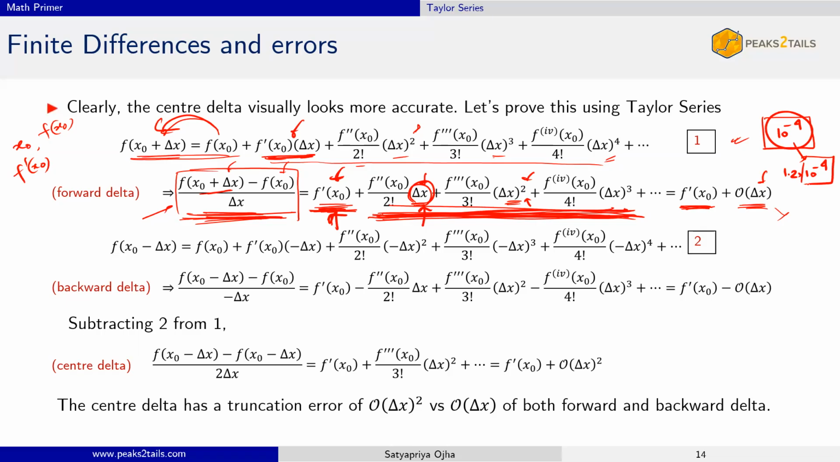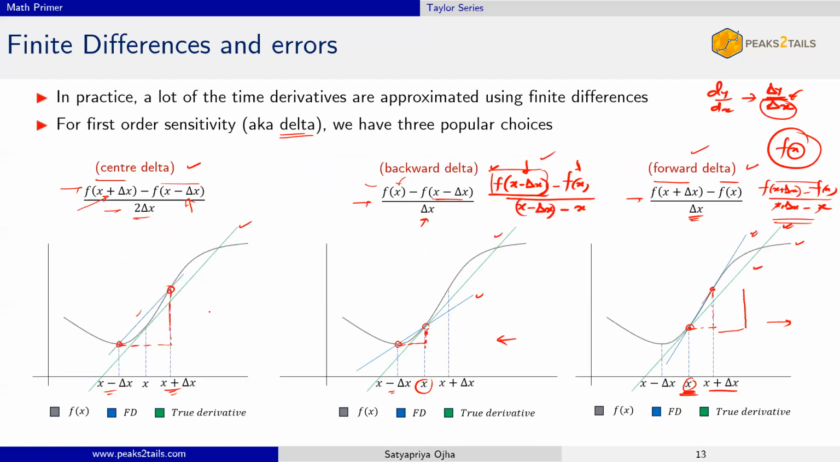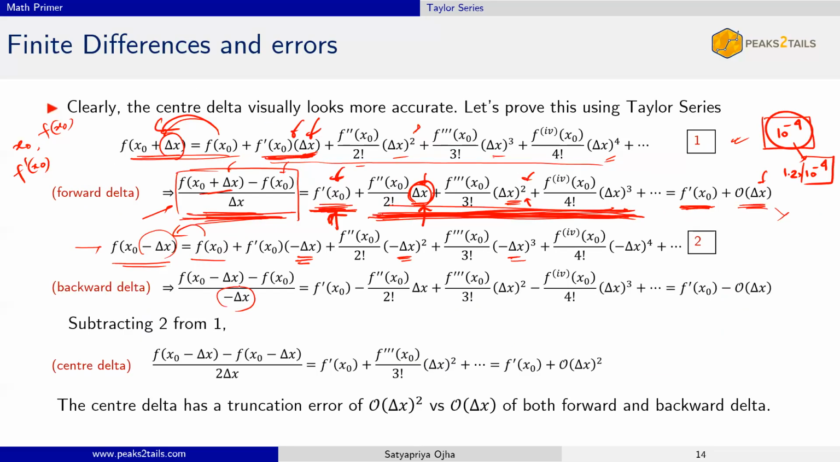All right. Now let's use another equation. Instead of delta x, I use minus delta x. Just replace delta x with minus delta x in the same equation. Left-hand side is this. On the right-hand side, where I had delta x, now I have minus delta x everywhere. Backward delta is defined as this. Again, take it to the left-hand side, but divide by minus delta x. This is this definition.